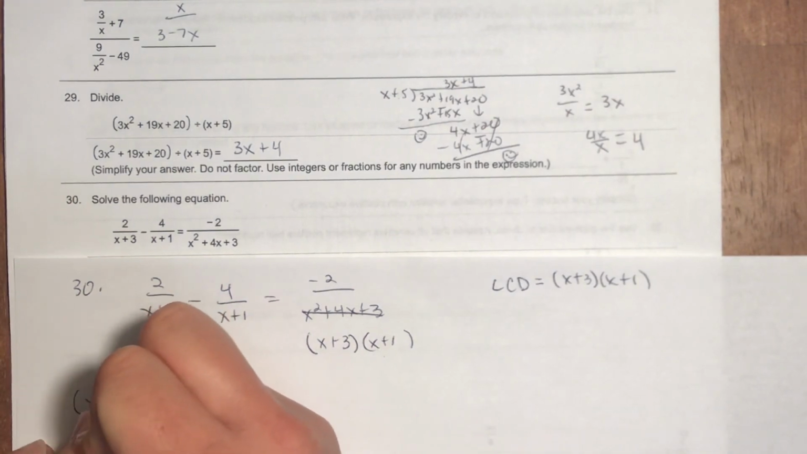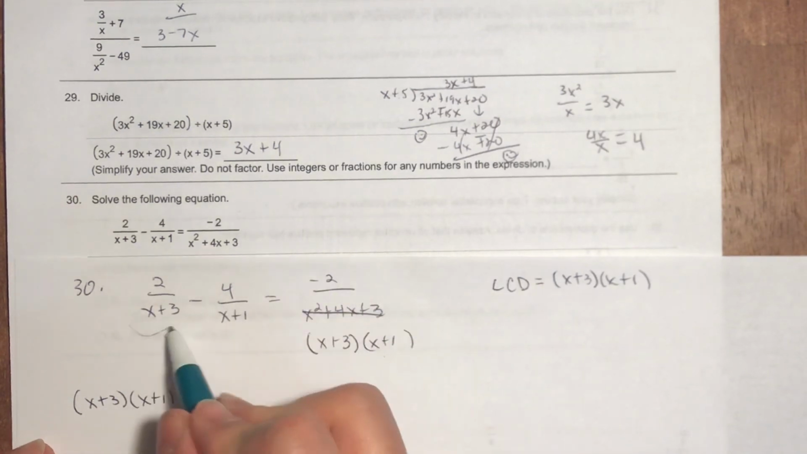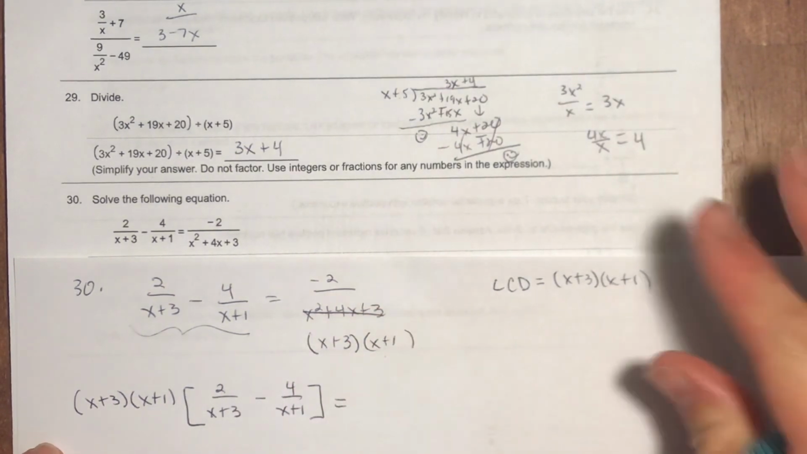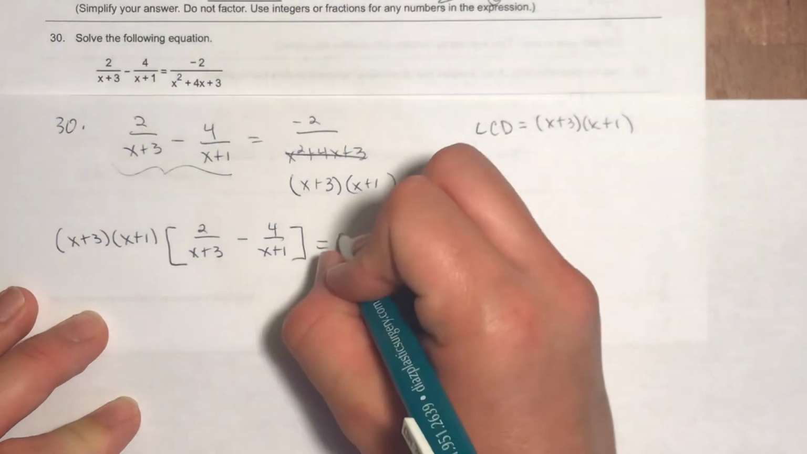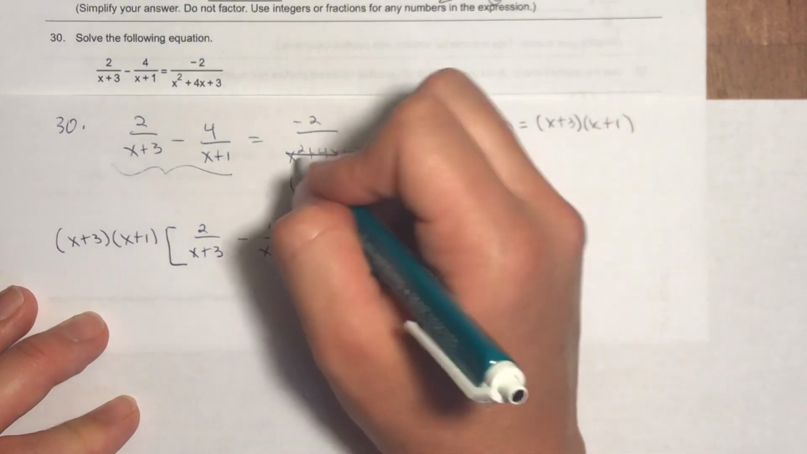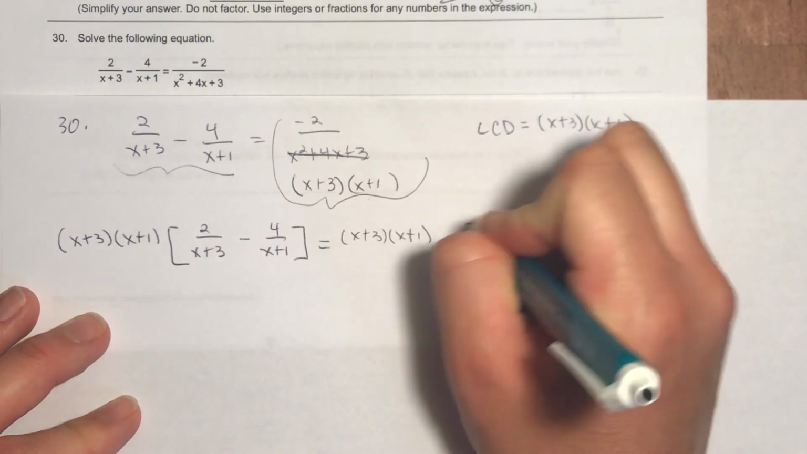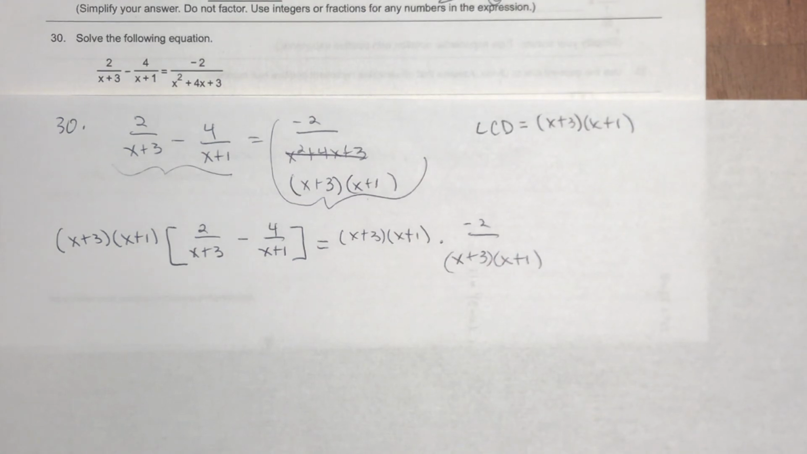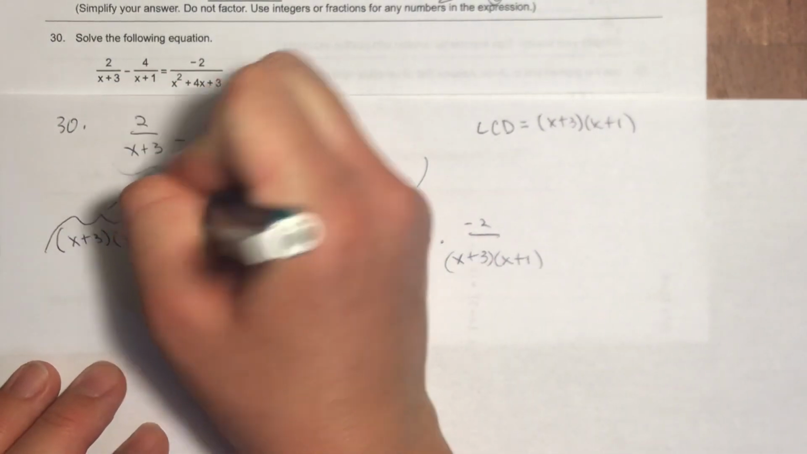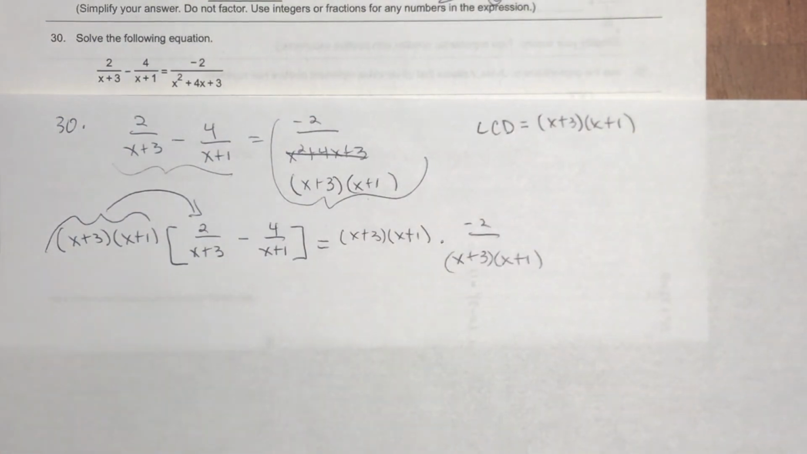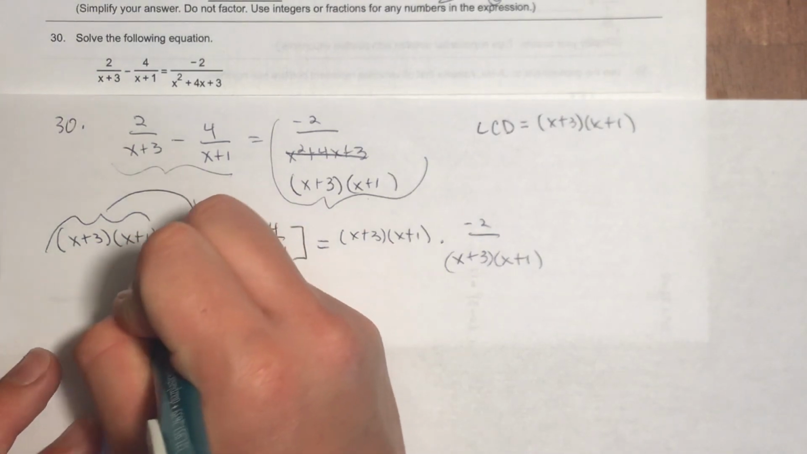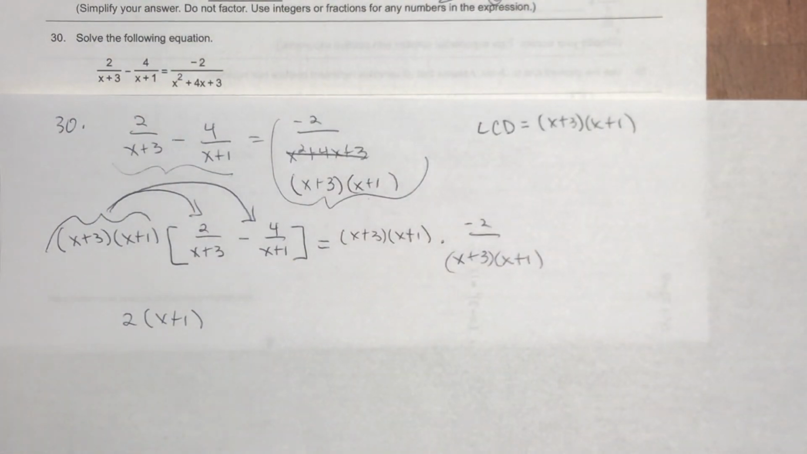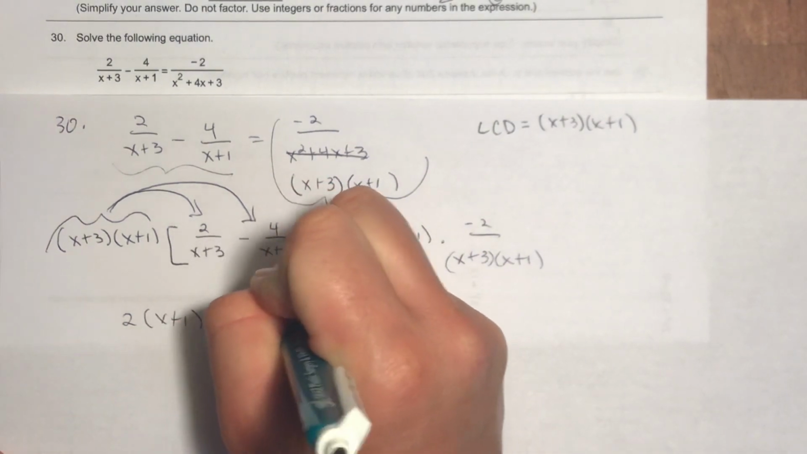Okay, so x plus 3 times x plus 1 times all this. And then x plus 3 times x plus 1 times all of this. And now we just simplify each side of the equation first. So we'll distribute x plus 3 times x plus 1 to 2 over x plus 3. The x plus 3's will cancel and we're left with 2 times x plus 1. Now distribute that to the negative 4 over x plus 1. The x plus 1's will cancel and we're left with negative 4 times x plus 3.